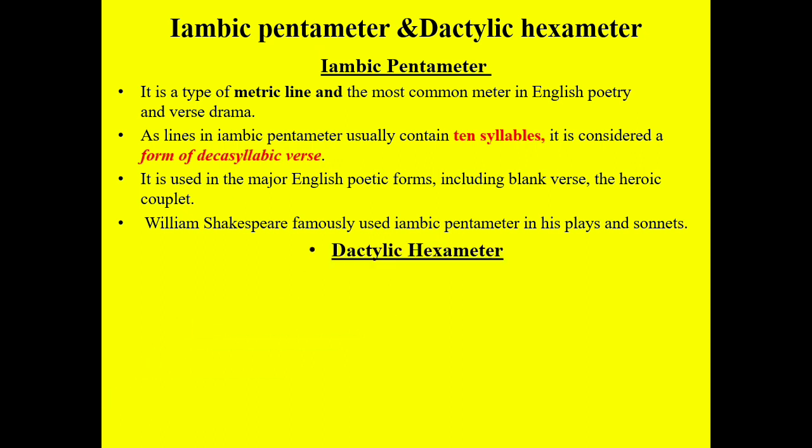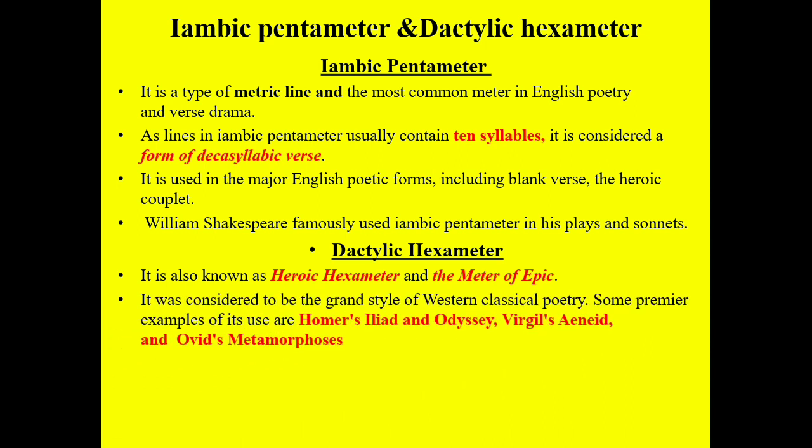Now let us see the characteristics of dactylic hexameter. It is also known as heroic hexameter and the meter of epic, because epics are written mostly in dactylic hexameter. That's why it is called the meter of epic, or heroic hexameter. It was considered to be the grand style of Western classical poetry. Some premier examples of its use are Homer's Iliad and Odyssey, Virgil's Aeneid, and Ovid's Metamorphoses.